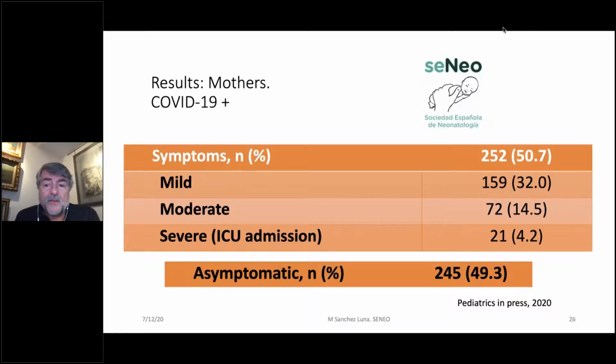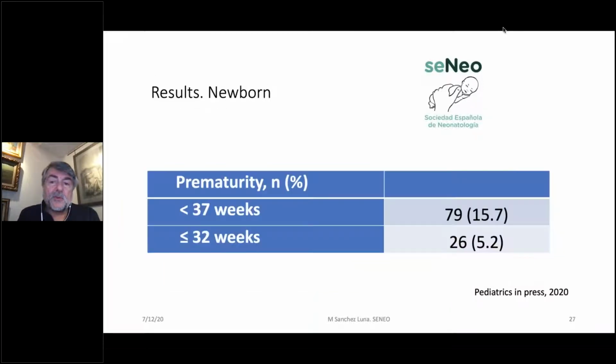Symptoms in the mother at the beginning were moderate to severe, but thereafter, when we began to test all of the mothers, we had more and more asymptomatic mothers. And at the end of this period of the study, 50% of the mothers became positive from an asymptomatic condition. So we reinforce the idea that we need to test all of the pregnant women who are going to the hospital for delivery. This is very important because we can prevent spreading the disease in the hospital and affecting hospital workers.